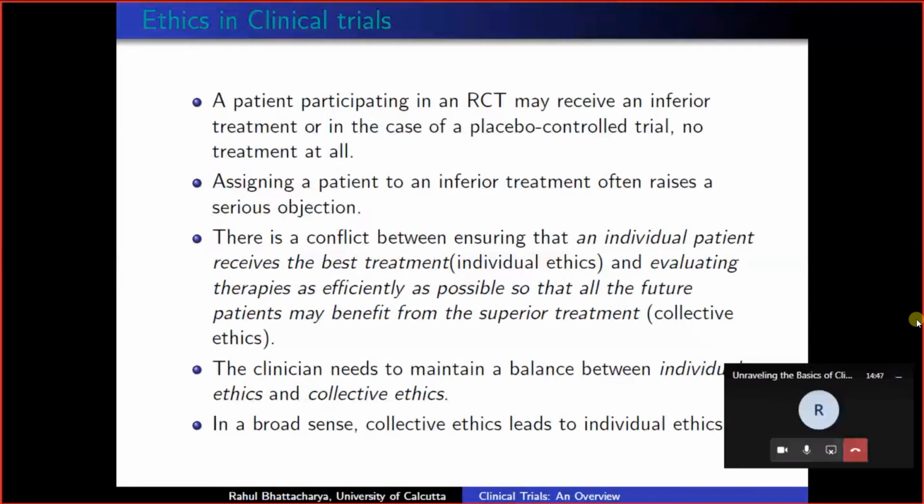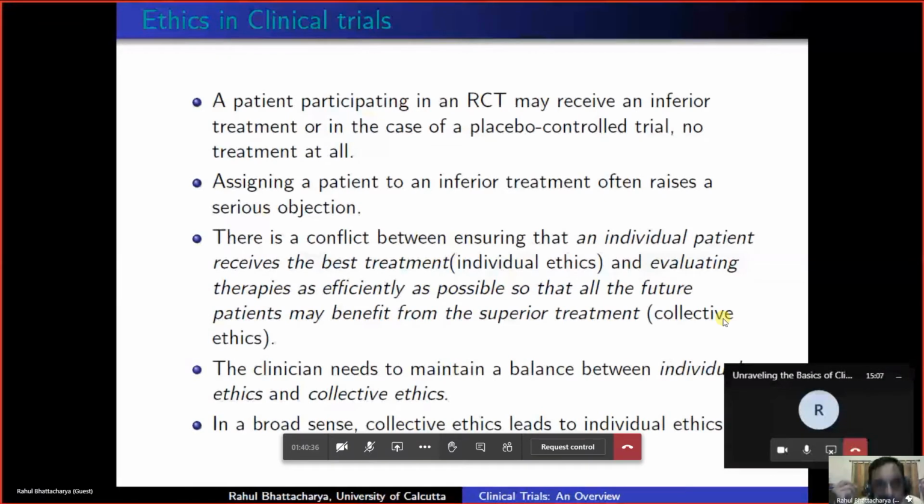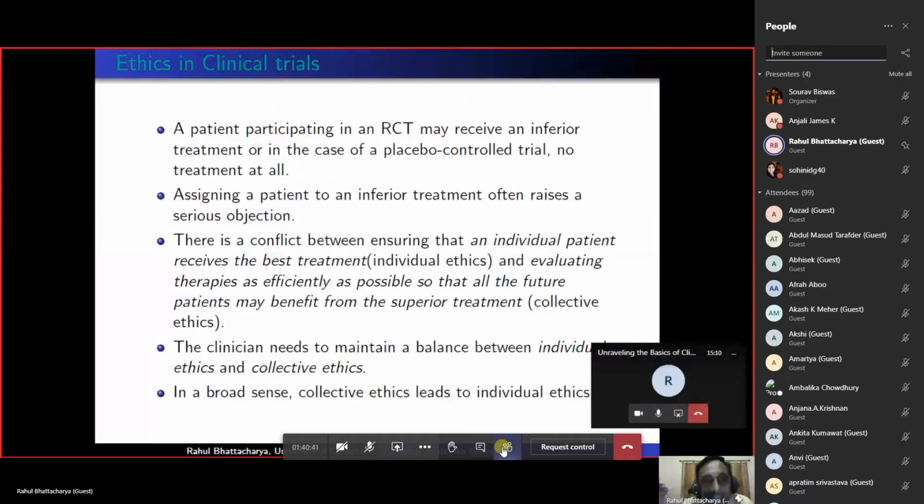Now, there is no way to get the best treatment even just before the experimentation. So what to do? But assigning a patient to an inferior treatment is a serious objection from the patient perspective. So we have to be choosy about two types of philosophies. Two types of philosophies are individual ethics and collective ethics.